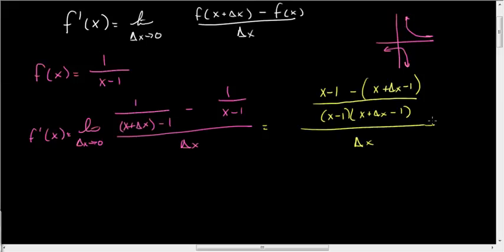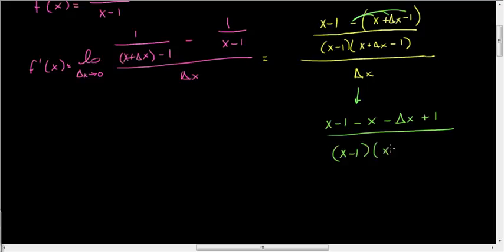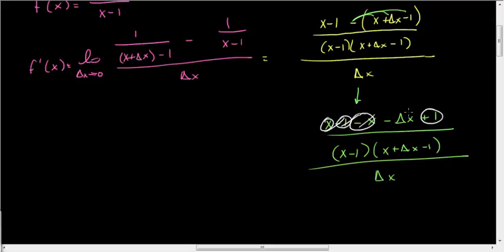Now, all I'm doing is playing with this part. I'm not going back yet. So I'm going to just drop this straight down and start cleaning it up. If I distribute that negative to each thing, then I've got x minus 1 minus x minus delta x plus 1, all over x minus 1 times x plus delta x minus 1, over delta x. And now we can start shaving things down here. Got a negative 1 there, a positive 1 here, a negative x, positive x. So those things cancel out.